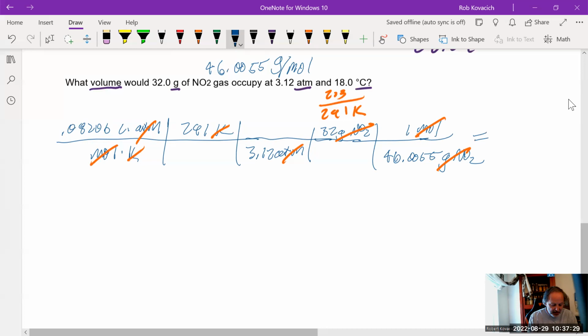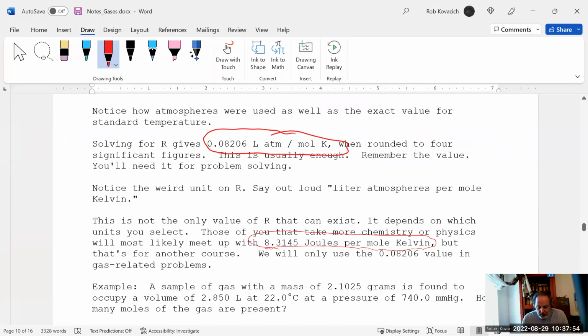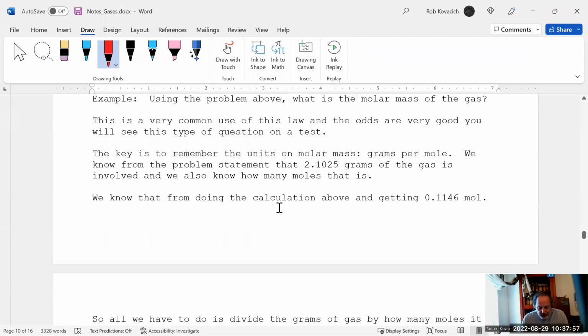0.08206 times 291 times 32 divided by the 46 number, and then divided by 3.12, and I get 5 point, what do you have, 3 sig figs? Yeah, 5.23 liters. All right, so those are the different types of ideal gas law problems you could possibly see. Okay, so let's go ahead and move on.